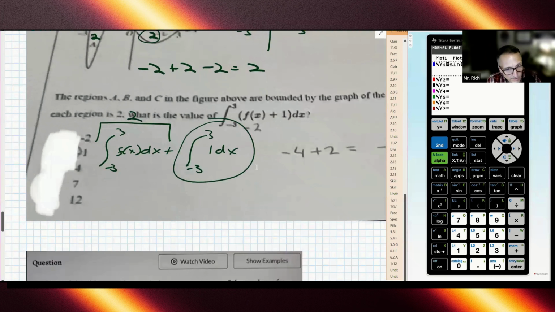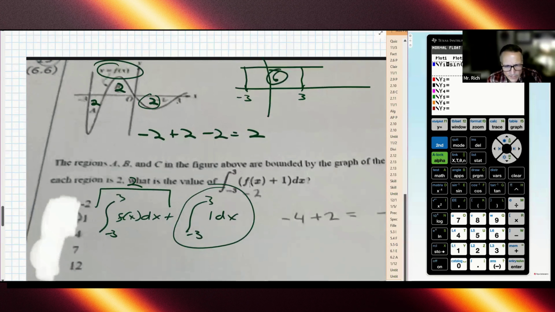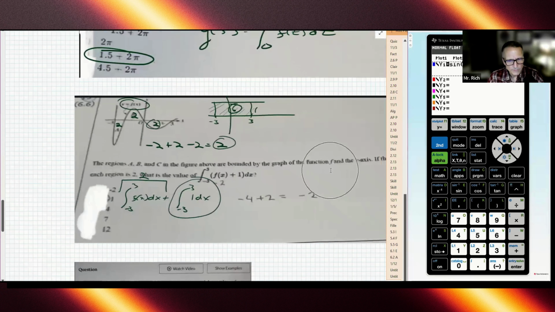Oh, nuts. What are we doing here? -3 to 3, 1 dx. The width is 6, the height is 1, so it has to be 6 added to the 2, which makes it 8, because you can split that up into 2 separate integrals. I still maintain the answer there is 8, Taylor. I'm looking to see what I'm missing on that.